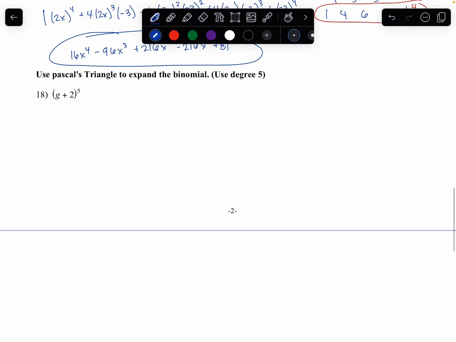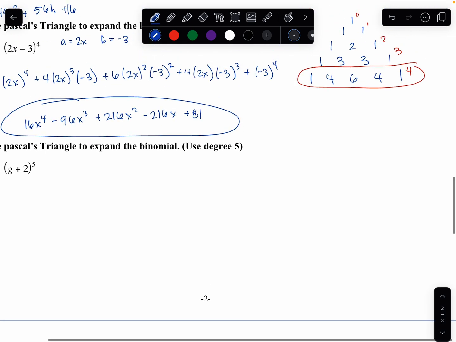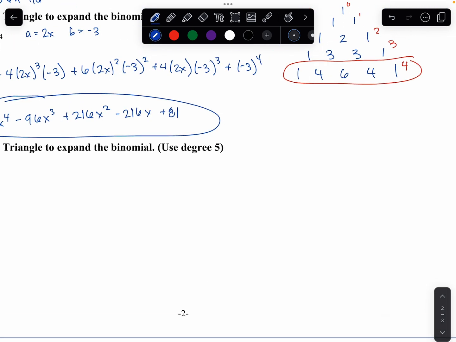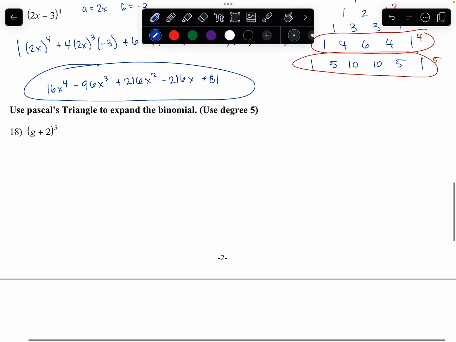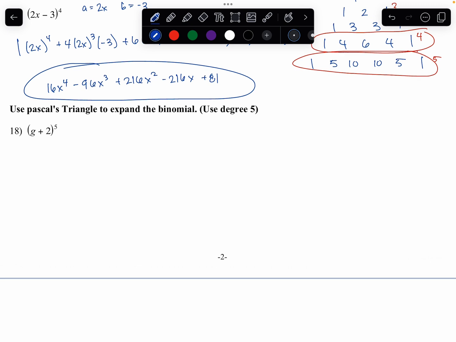Okay, and then this one right here is the degree 5. So let me add to this triangle. That's going to be 1, 5. That's going to become 10, 10, 5, 1. So now this is of degree 5, and these are going to be the coefficients I'm going to want to use. So I'm going to start right here. We're going to have a coefficient of 1. We're going to say the first term is g, and then the second term is 2.